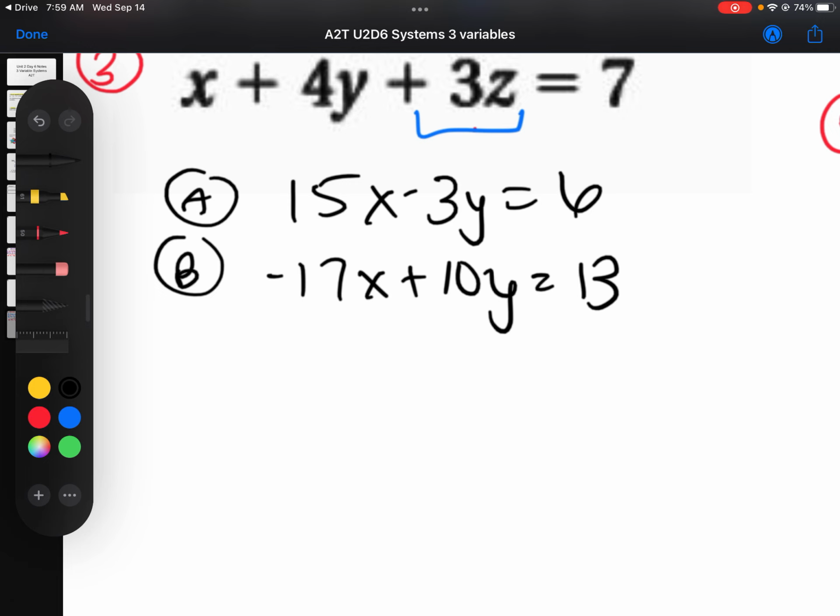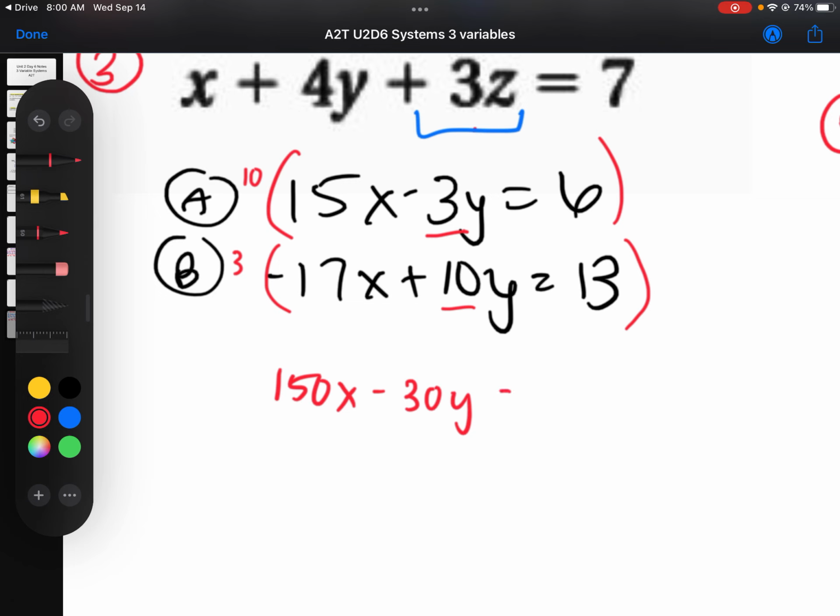All right, I need to create opposites. So I'm going to go ahead and work with my y's, eliminating the y's. In order to do that, I'm going to make this negative 3 into a negative 30, so multiply by 10. And I'm going to make this 10 into a 30, so multiply it by 3. So 10 times 15 is 150x minus 30y equals 60. Distribute to every single term.